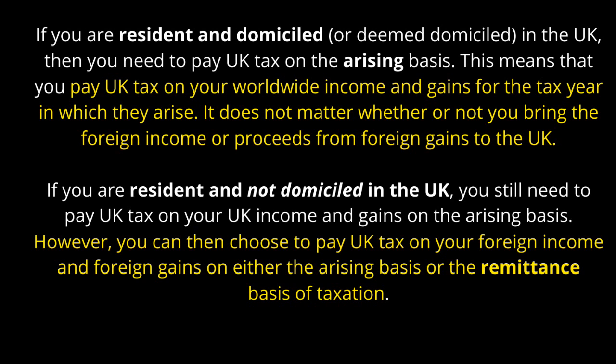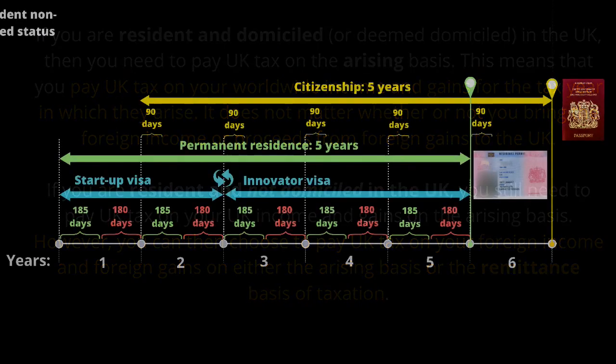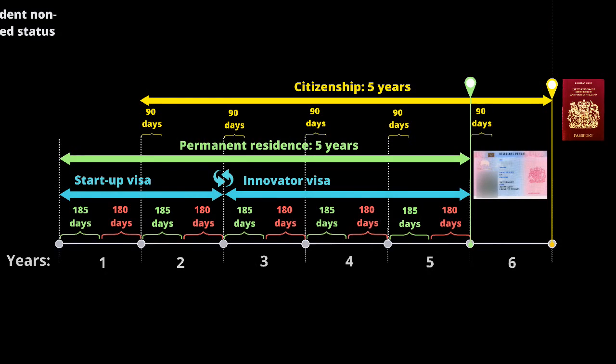And it doesn't matter whether you bring your foreign income or proceeds from foreign gains to the UK. But if you're resident and not domiciled in the UK, you still need to pay UK tax on your UK income and gains on the arising basis, of course, but you can choose to pay UK tax on your foreign income and foreign gains either on the arising basis or on the remittance basis of taxation. So that means you only pay tax on the sums that are remitted to the UK or brought into the UK.